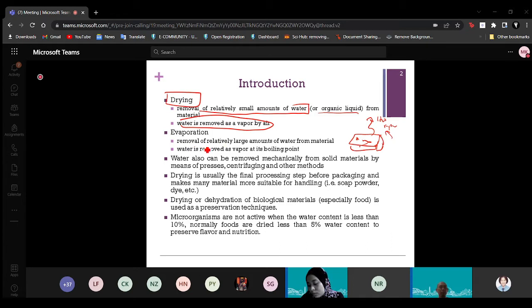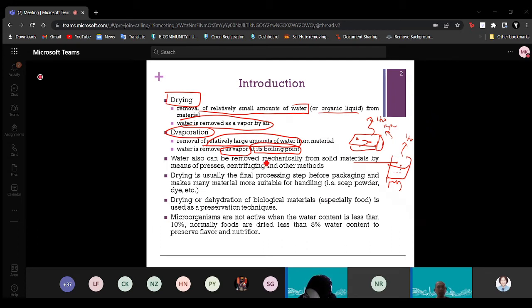Okay, but if you have a large amount of water, you need to use evaporation. Water is removed as vapor. The difference is that you also remove it in vapor form in evaporation, but at its boiling point. It means if it's in a large amount, what happens? You apply heat until it boils, and then the water is removed as vapor. It's also vapor, but you have to boil it up. So what happens? You need energy. You apply more energy to it.